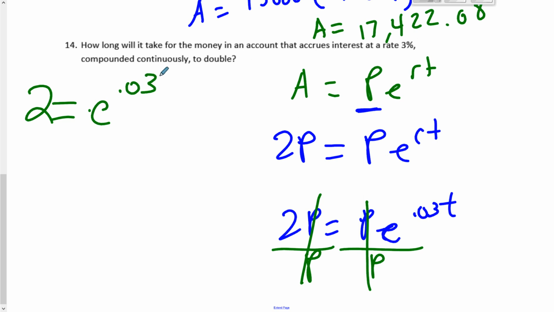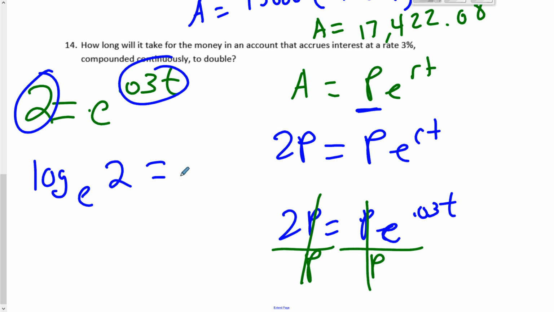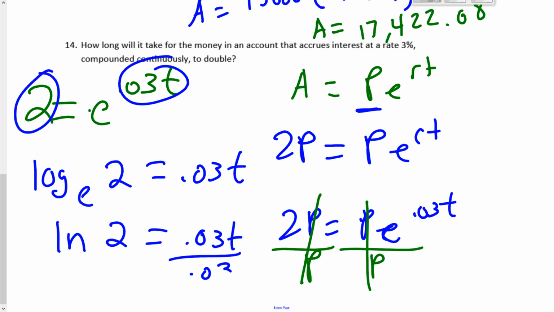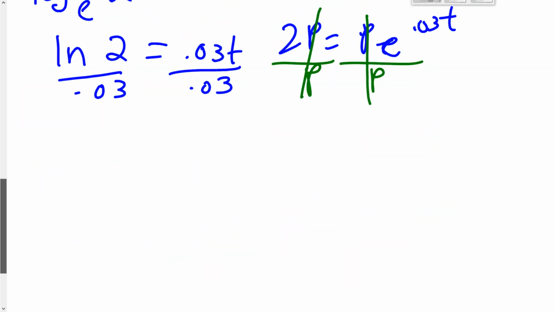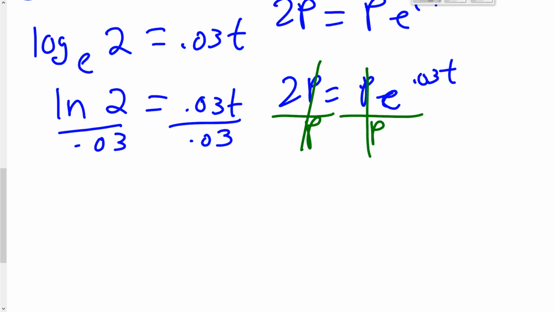Now, how do you solve exponentials? When we want to solve for the exponent, we need to switch this to a logarithm, right? So we go ahead and do that, and it's log base e. And then we can switch these two. So 0.03t equals log base e, which is ln, so ln of 2. Now we can divide by 0.03. And again, when you press ln of 2, keep that number in your calculator and just push divided by 0.03, and then we'll have our t.